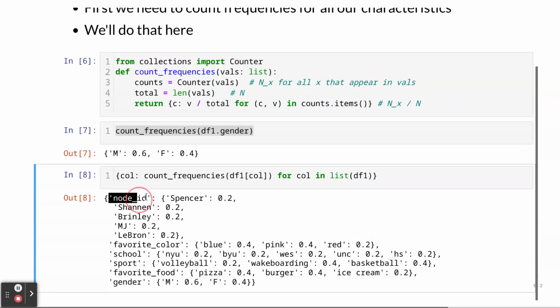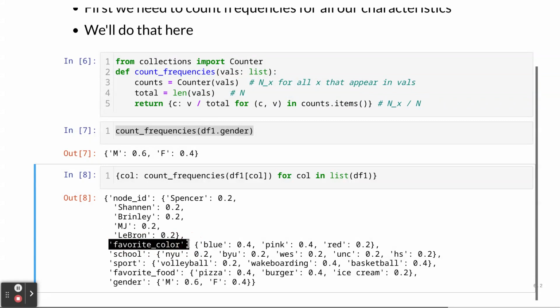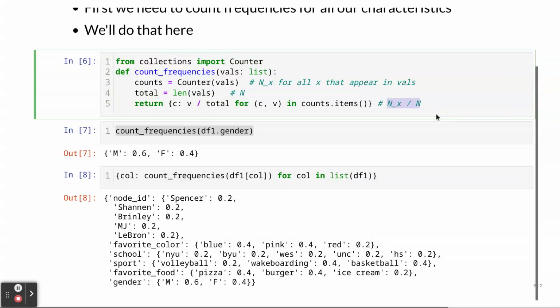Here, if we look at the node ID column, each of these is unique. So there's probability 0.2 for each name. But then if we were going to randomly sample a single node, the probability of the favorite color would be 40% blue, 40% pink, 20% red, and so on. So we have here all of our p sub x values that we need for our computation.